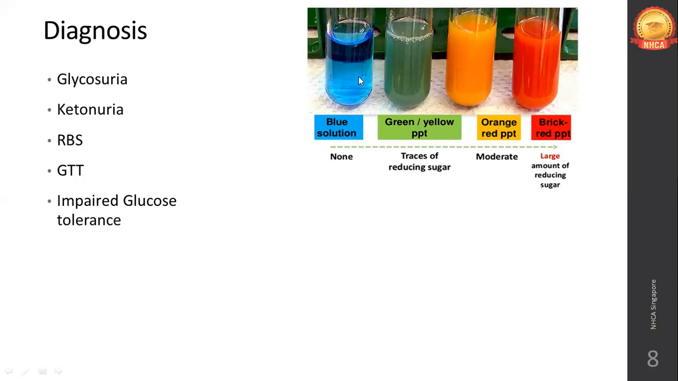If there is no color change, it's normal. The urine does not have any sugar. Slight color change into green, traces of sugar. Orange, moderate amount of sugar. Red, there is a large amount of sugar. Okay, so if it is orange and red, the person is diabetic. Blue and green, the person is non-diabetic. Okay.